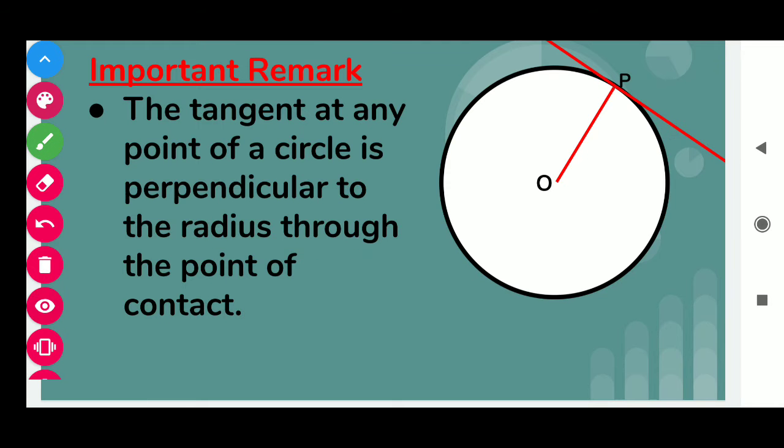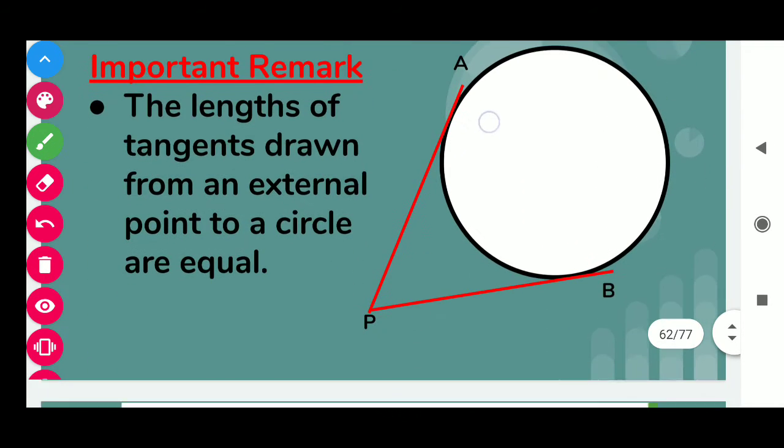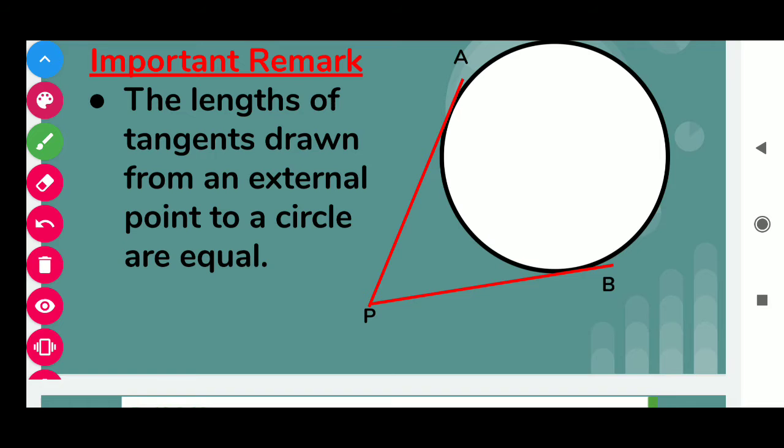Now students, here we have the second remark. The lengths of tangents drawn from an external point to a circle are equal. Here P is the external point, and from point P, PA and PB are two tangents, and both must be equal in length.